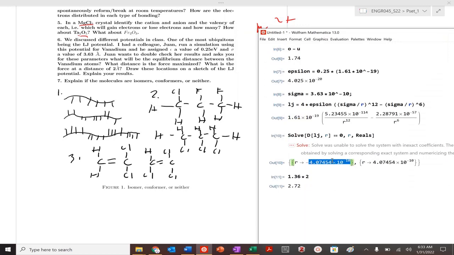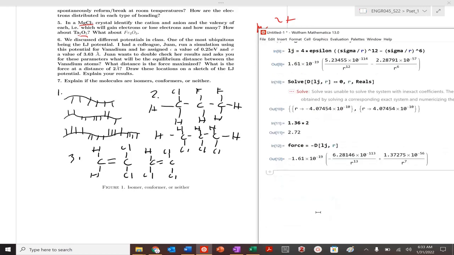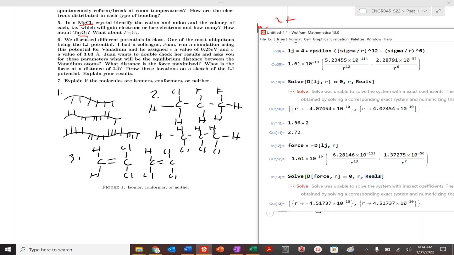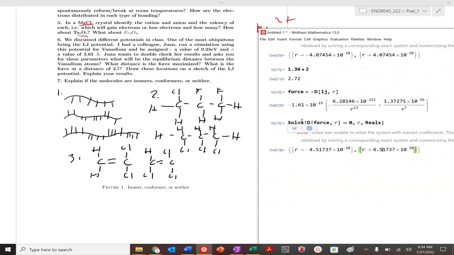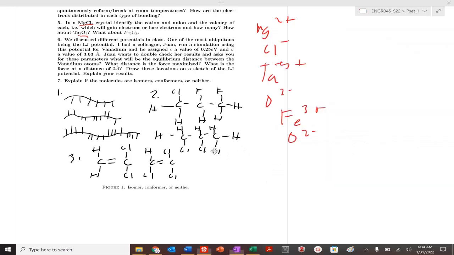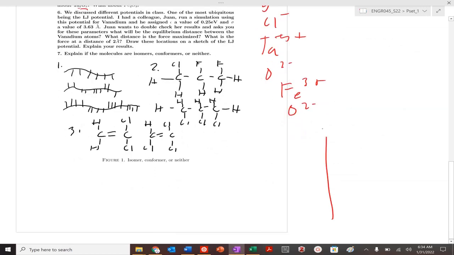So we found our equilibrium distance. We know that the force is equal to minus the derivative of LJ with respect to r, and then I need to figure out where the force is maximized. So that's going to be: solve the derivative of force with respect to r, set equal to 0, r, give me reals. So I have that distance there, which should make sense when we get back to looking at our values. And we want to see what's the value of force when r goes to 2 times 10 to the minus 10. And that's going to be the force value in newtons. So we can figure out where all of those are on our Lennard-Jones potential.